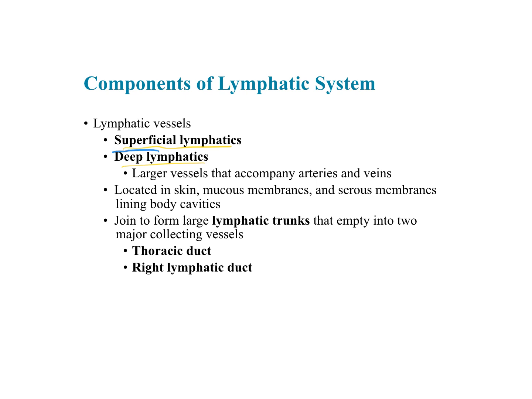The deep lymphatic vessels are larger vessels that accompany the arteries and the veins. The superficial lymphatic vessels are located in the skin and the mucous membranes and the serous membranes that line the joint cavities, and then the deep lymphatics are deeper in the body and are located closer to the organs. These lymphatic vessels join together to form large lymphatic trunks, and then they empty into two major collecting vessels, either the thoracic duct or the right lymphatic duct.